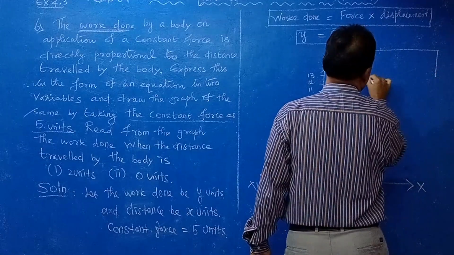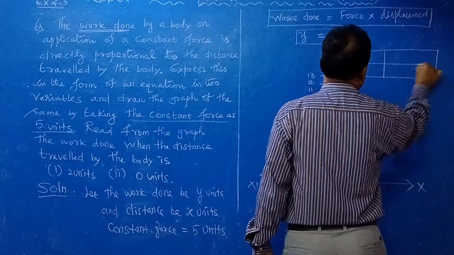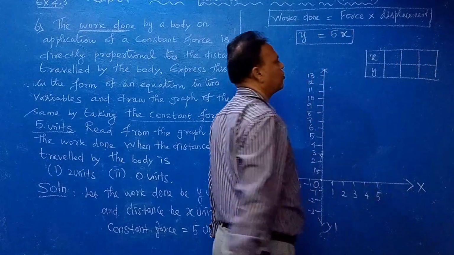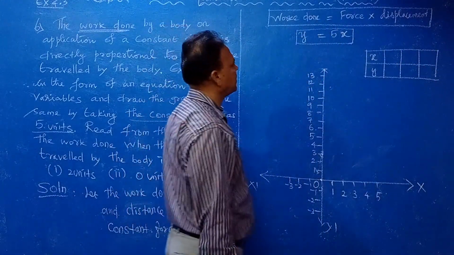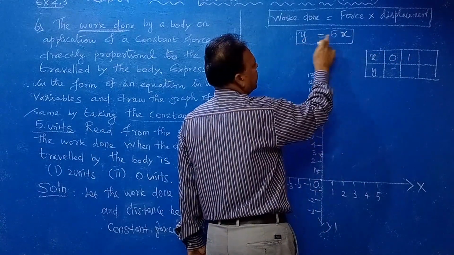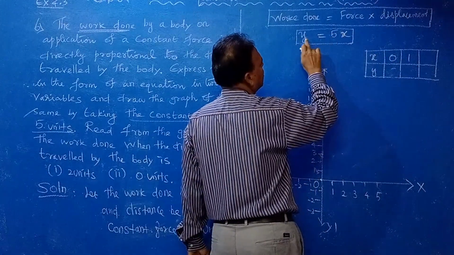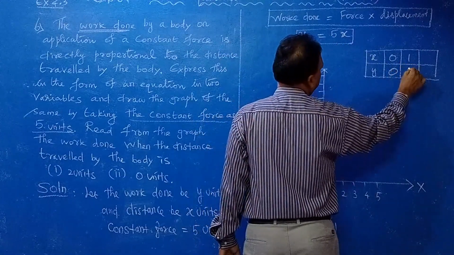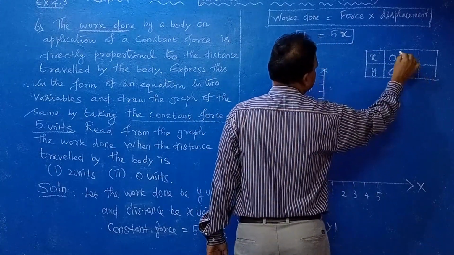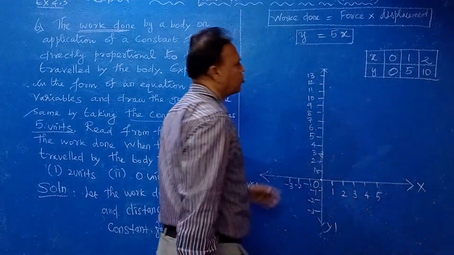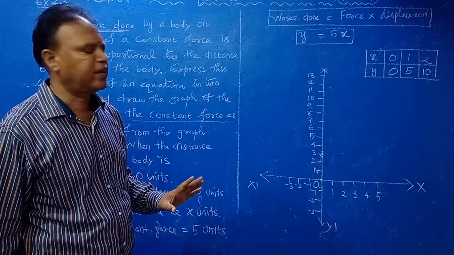Very simple. X, Y, 3 solutions you have to find out. When x is 0, 5 into 0 is 0, y also 0. When x is 1, 5 into 1 is 5. When x is 2, 10. That's also 3 solutions we can easily find out.